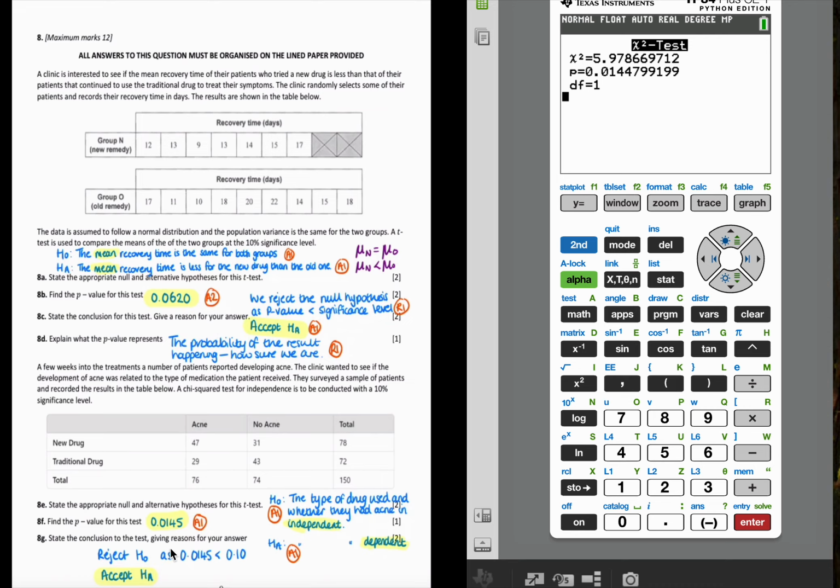And the conclusion of that test: we're only 1.45% sure that the null hypothesis is true. That is very low, and therefore, since it's lower than the significance level, we're going to reject the null hypothesis and accept the alternate. So that means that we think that the new drug and the acne are dependent on each other. So although we found that it did shorten or quicken the recovery time, it also then leads to acne.